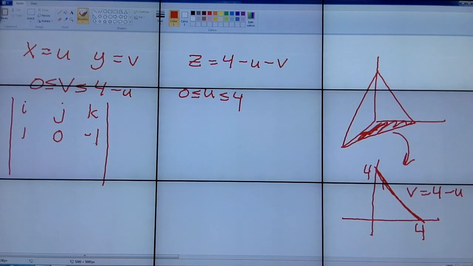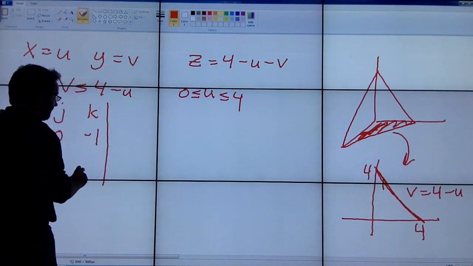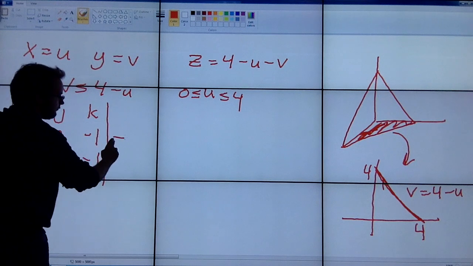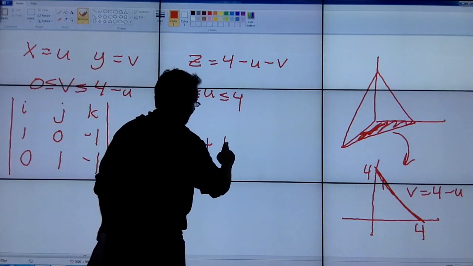We go again. The second row is the partial derivative of the entire thing, but this time with respect to v. Partial derivative of x with respect to v? 0. Of y with respect to v? 1. Partial derivative of 4 minus u minus v with respect to v? Negative 1. Compute that cross product. You get 1i plus 1j plus 1k.